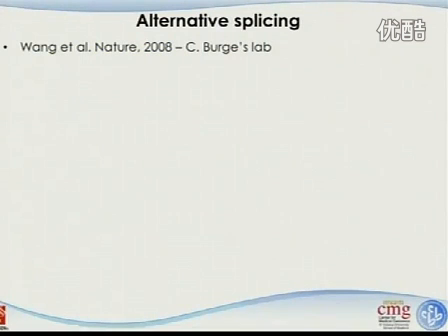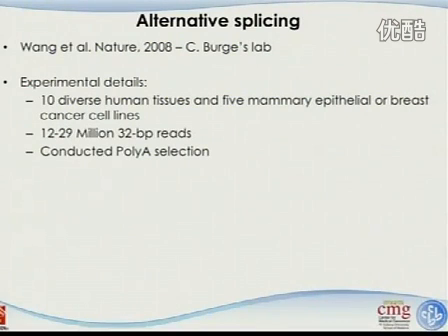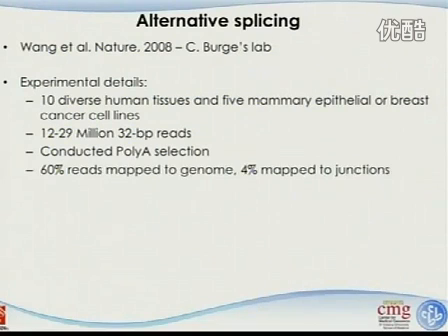Okay. The second study I want to introduce a little bit is from Chris Burge's lab, also published in 2008, to study alternative splicing. What they did is they used 10 diverse human tissues and 5 epithelial or breast cancer cell lines, so 15 individual samples. Now these are 32 base pair reads, a little bit longer, and 12 to 30 million reads per sample.